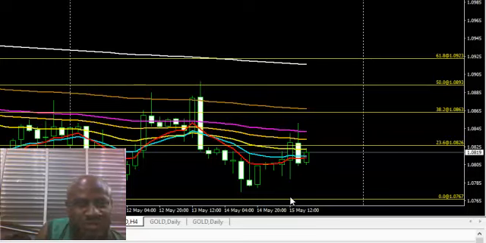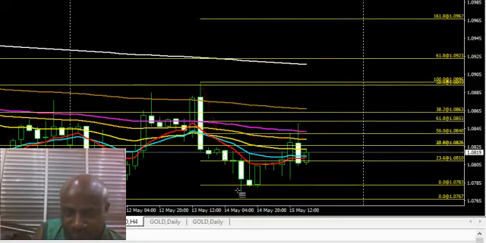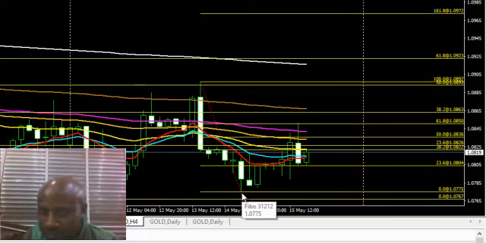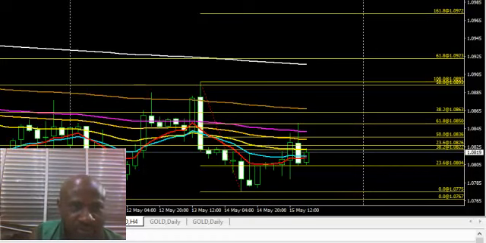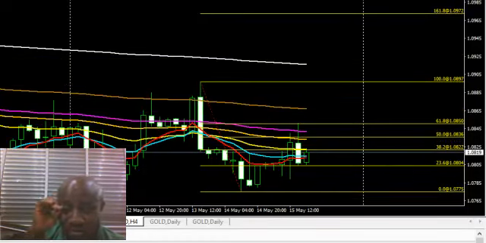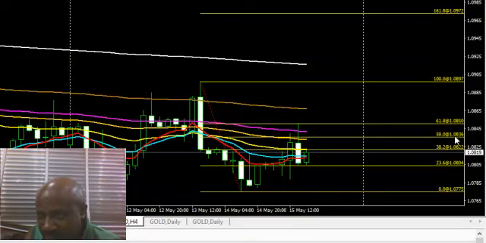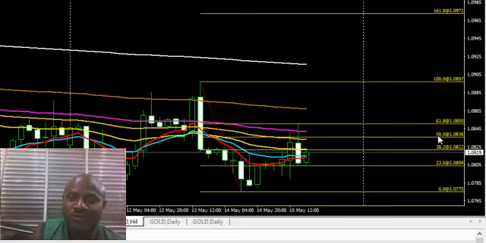So I'm going to do the second plotting for Fibonacci, based on the high of the week that just ended with the low of the week. Okay, let me remove this. In this coming week, the 50% retracement is at 1.0836, and guess what?